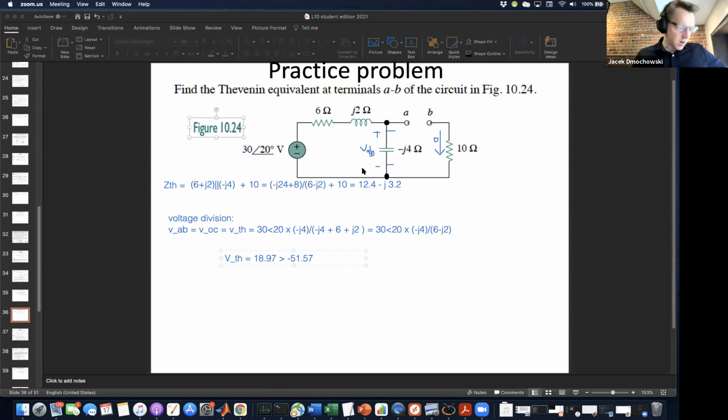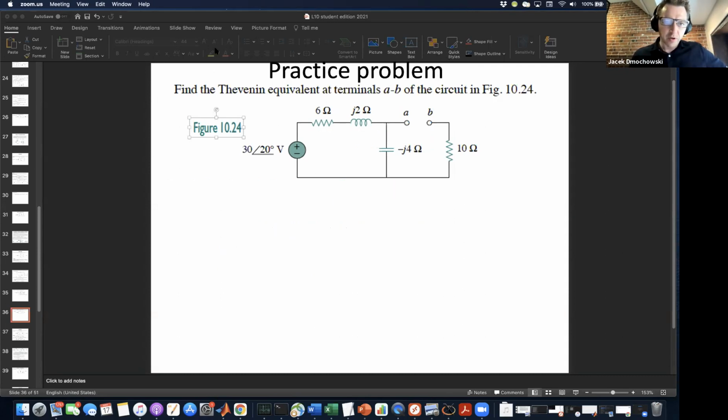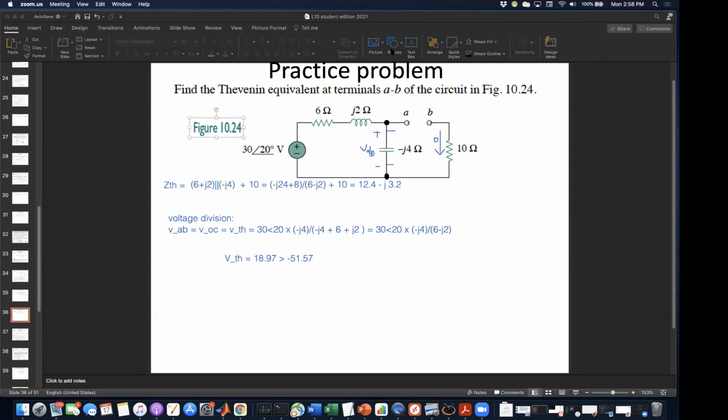All right, so I am hoping to do 2 more problems before we. Professor, can you just explain the part where the Thevenin voltage is the same thing as the capacitor's voltage? Yeah, sure thing.